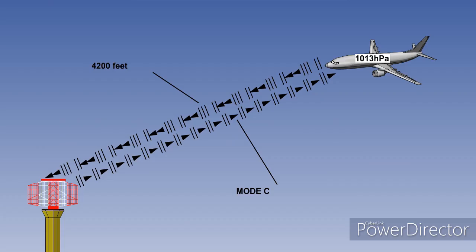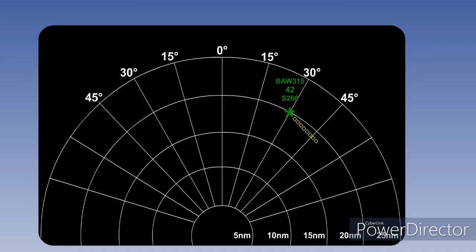The Mode Charlie code is determined by an encoder, which is mechanically actuated by the altimeter's aneroid capsule, and is thus independent of the altimeter's pressure setting. It is accurate to within 50 feet. The radar screen displays the aircraft's height to the nearest 100 feet.